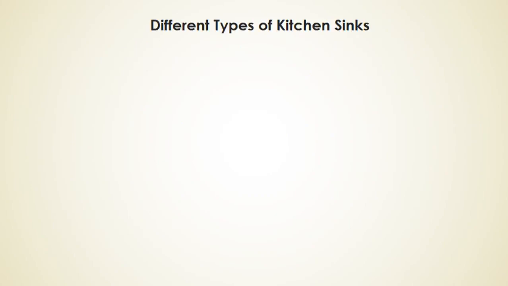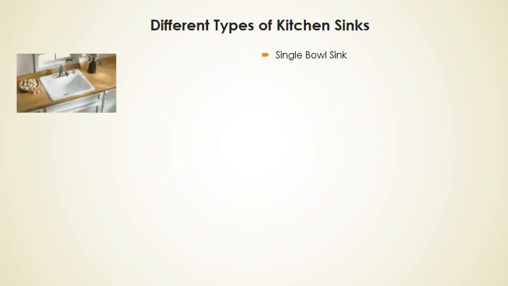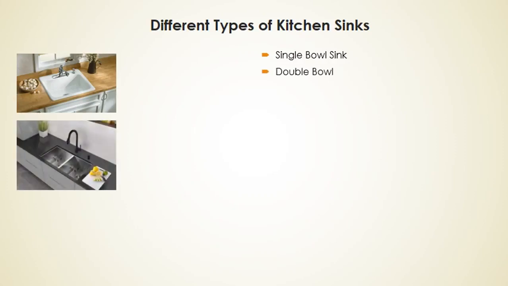Okay. Let's see, we have now different types of kitchen sinks. It's a single bowl sink, the most common one that we have in our homes. Then we have a double bowl sink. This is commonly used when we have a proper place for washing soiled dishes and then cleaning them with plain water.